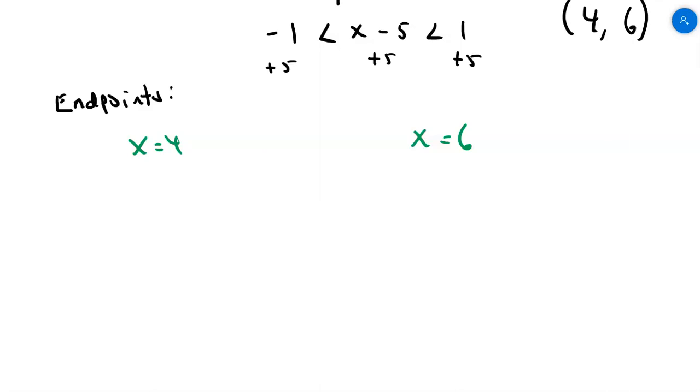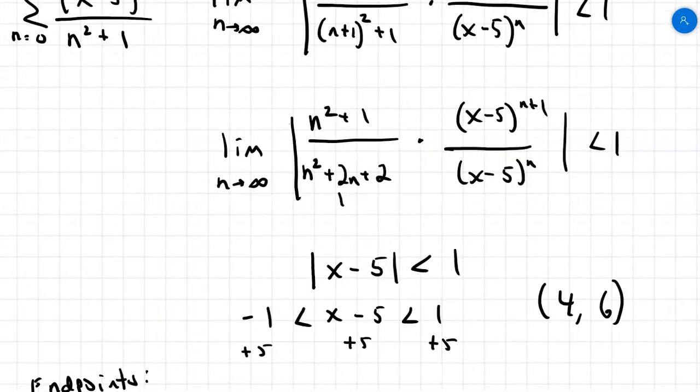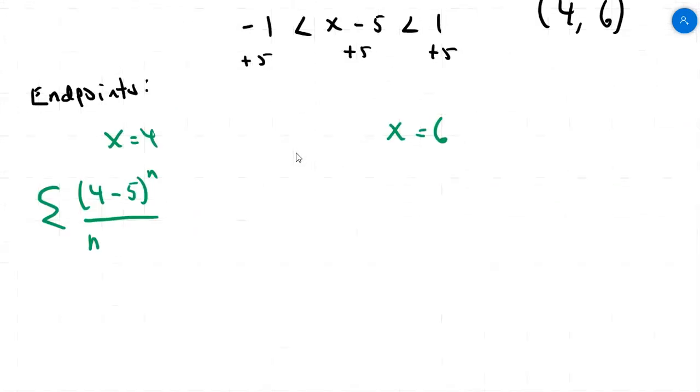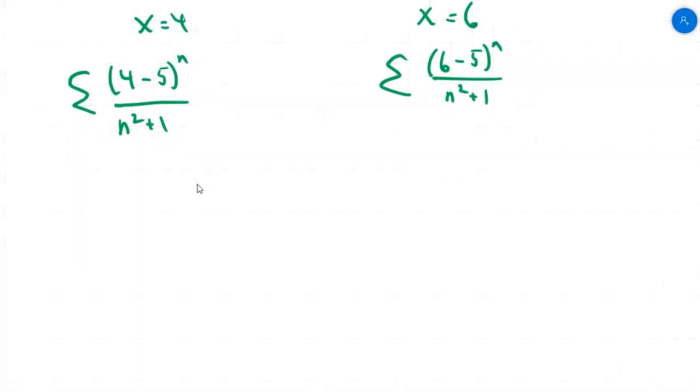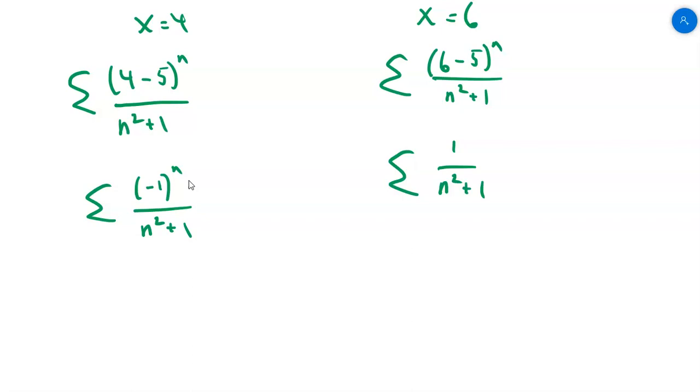All right, the original series had an (x minus 5) to the n, so that x is 4, so I get (4 minus 5) to the n. And on the bottom, we had an n squared plus 1? Yes. Right over here, if you put in a 6, you'll get (6 minus 5) to the n over n squared plus 1. Well, 4 minus 5 is negative 1, so negative 1 to the n over n squared plus 1. 6 minus 5 is 1, so I get 1 over n squared plus 1.